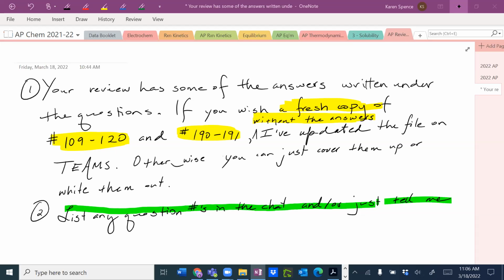Otherwise, if you don't want to download that, you can just cover them up or white them out, and I will be adding in a diagram for number 28 and putting that in there as well. All right. Well, let's get started and we'll see how far we get.